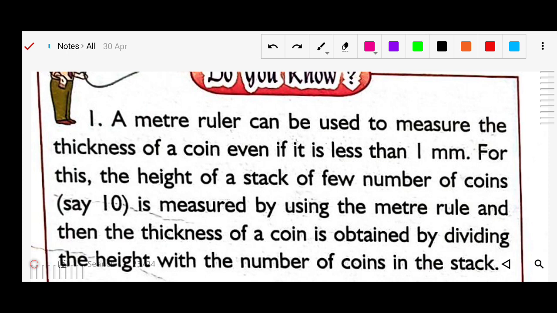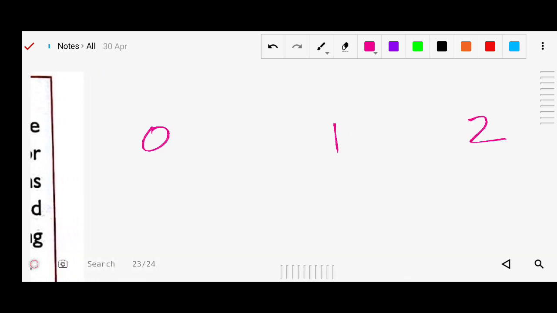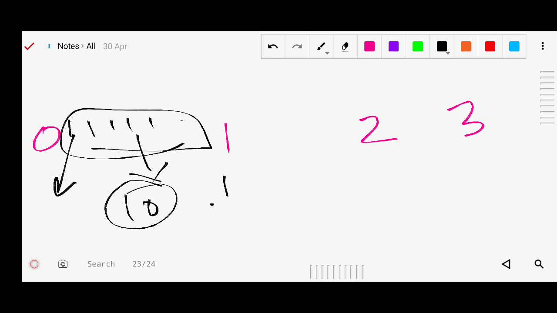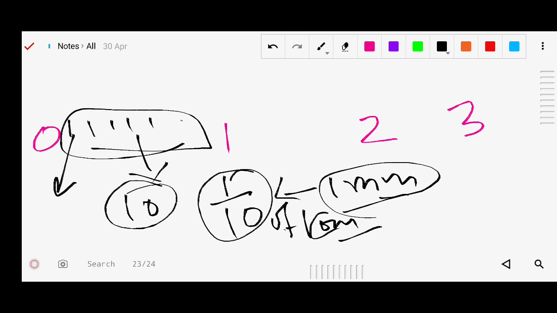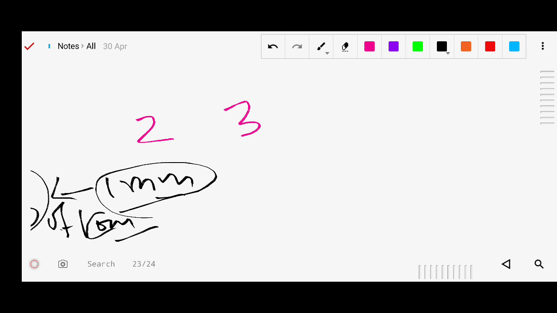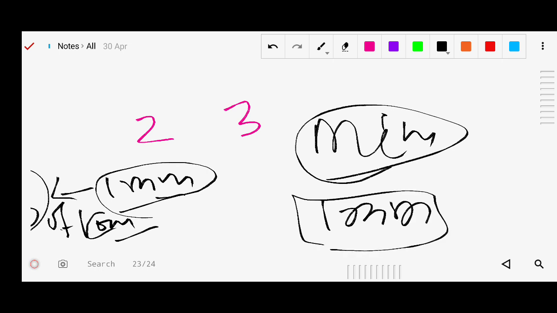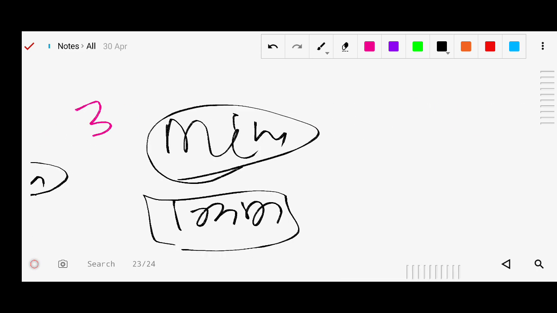With this meter rule, as you see, there are markings 0 and 1, then 2, then 3, likewise. In between you have noticed there are small gaps, and each centimeter is divided into 10 parts. Each one part is 1 by 10 of 1 centimeter, which is 1 millimeter. So what we conclude is that with this scale the minimum length we can measure is only 1 millimeter. Below 1 millimeter, like 0.5 millimeter or 0.001, we cannot measure with this normal scale, called the meter rule.